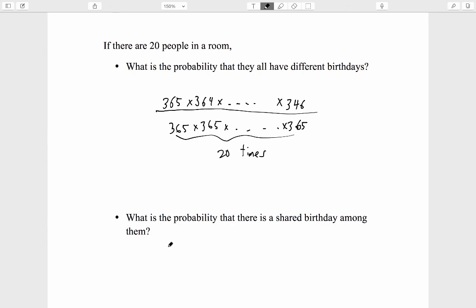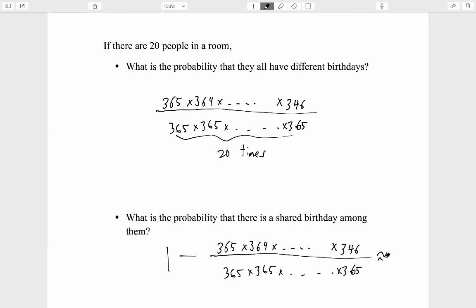So what is the probability that there is a shared birthday among them? It should be 1 minus this, and that is actually not such a small number. It's approximately 0.4114. With only 20 people in the room, there is a better than 40% chance of a shared birthday. That's surprising, but it does follow from our computation.